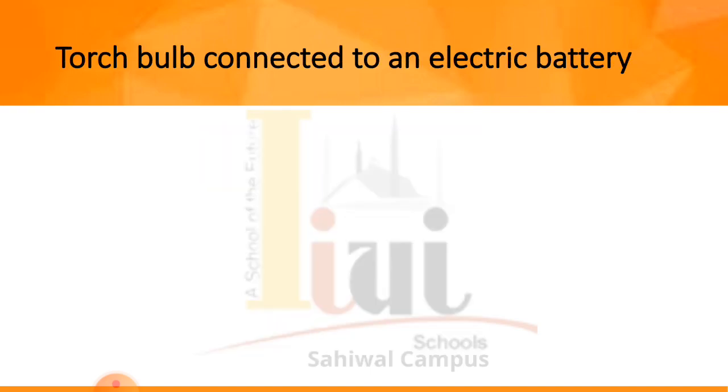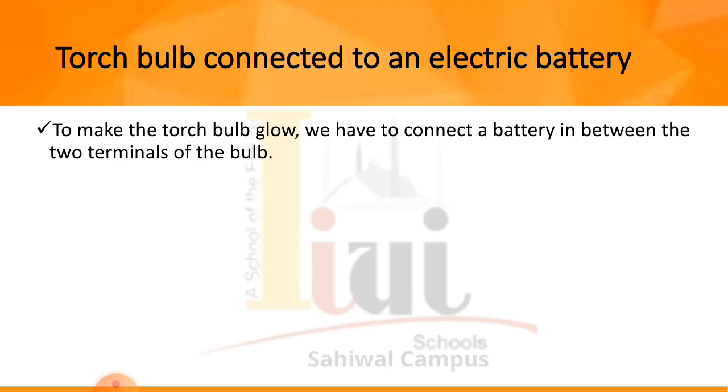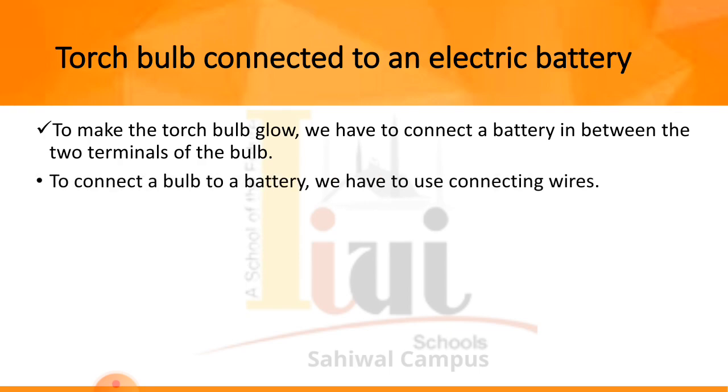Torch bulb connected to an electric battery. Now we can have an example of a torch bulb that is connected to an electric battery, and we have the ways in which the bulb is connected to a battery. To make the torch bulb glow, we have to connect a battery between the two terminals of the bulb, basically known as the positive and the negative terminal, on which the supporting wires are connected one by one. So to connect a bulb to a battery, we have to use connecting wires.